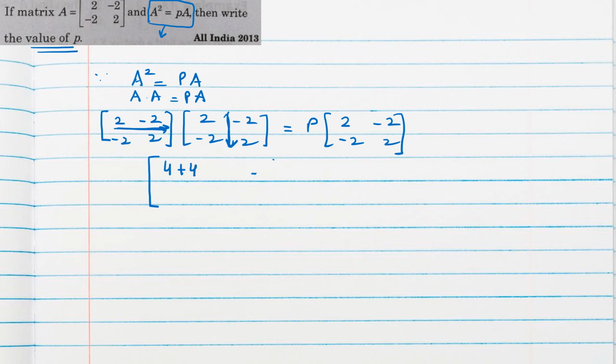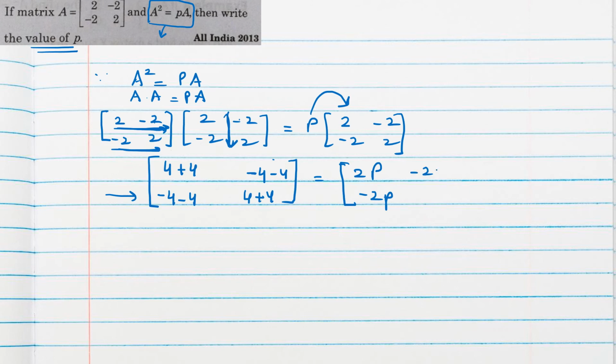Similarly for this term, first row, second column: 2 into minus 2 means minus 4, and then minus 2 into 2 is minus 4. Then for the second row, you should multiply with each of the second matrix columns. Second row, first column: minus 4 and then 4 plus 4. This is equal to P, which we can multiply inside the matrix with each element. So 2P, minus 2P, minus 2P and 2P will come. And 8, minus 8, minus 8.